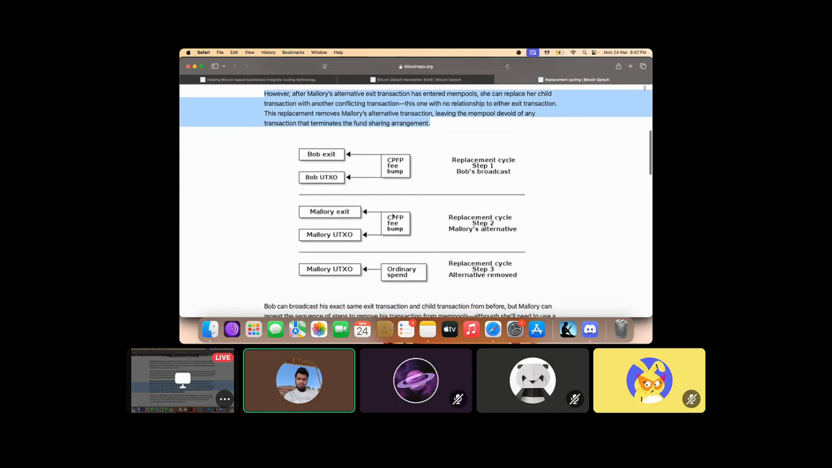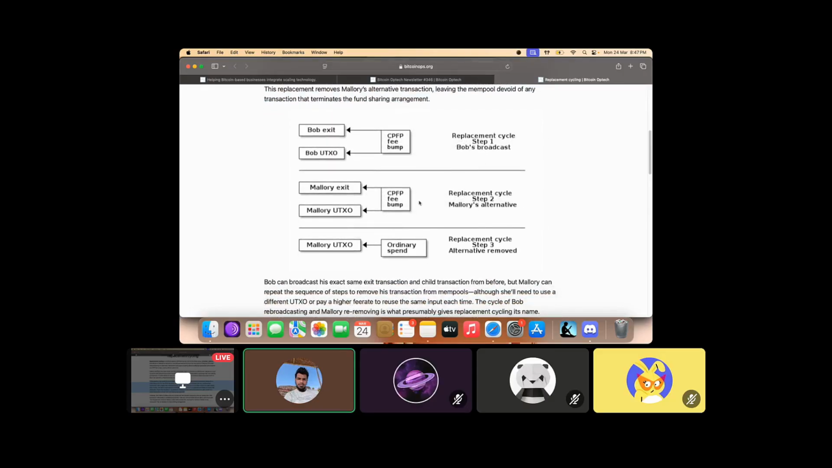It's illustrated very well in this example, right? So, Bob exit, replacement cycle, step one: Bob broadcasts. Bob wants to unilaterally exit the Lightning channel, so Bob CPFP fee bumps his commitment transaction and broadcasts it. This is step one, right? Then step two, Mallory's alternative. Mallory also has her version of the commitment transaction. She also attaches a child, which pays a higher fee than the child of Bob, and broadcasts it. So now these two transactions are competing with each other: the one on the top, Bob's commitment transaction, and the one on the bottom, Mallory's. Since Mallory is paying a higher fee, Bob's will get kicked out of the mempool and Mallory's will get included, right? Now Mallory broadcasts another transaction.